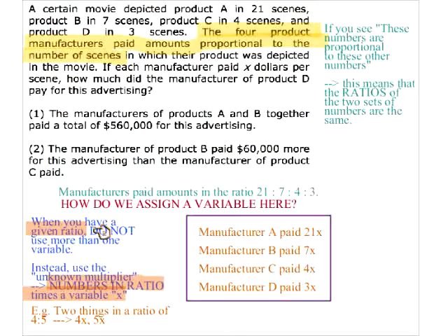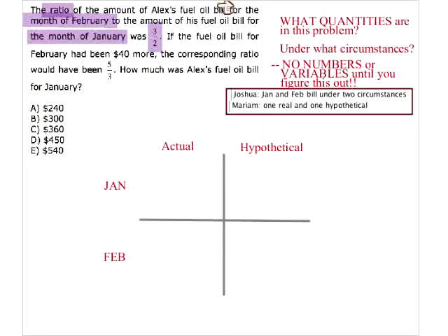So in the case of this problem, 3x and 2x. So the actual fuel bill in January was 3x, and then the hypothetical, the actual fuel oil bill, sorry, that's backwards. 3x is February. February to January is 3 to 2. So again, just to review, when you have a given ratio, like here we have a given ratio of 3 to 2, do not use two variables. Just use 3x and 2x. That's what we call unknown multiplier in our strategy guide.